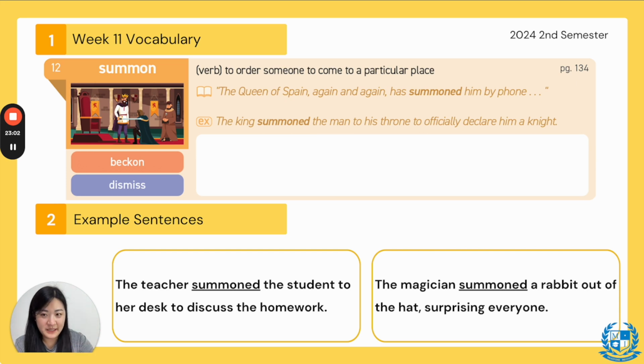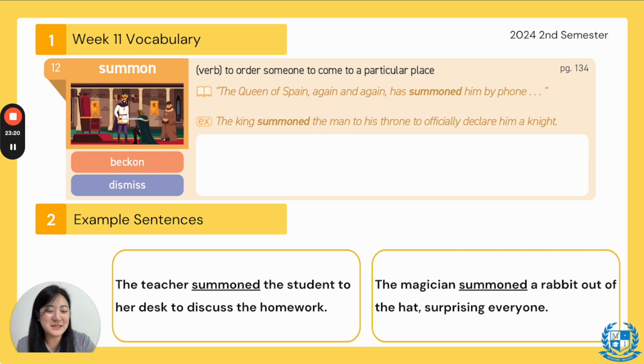Let's look over here. It says, the teacher summoned the student to her desk to discuss the homework. So maybe the student didn't understand, or maybe the student needed extra help. So the teacher said, come here, I'll explain the homework to you. And then they talked to each other one-on-one. To summon.